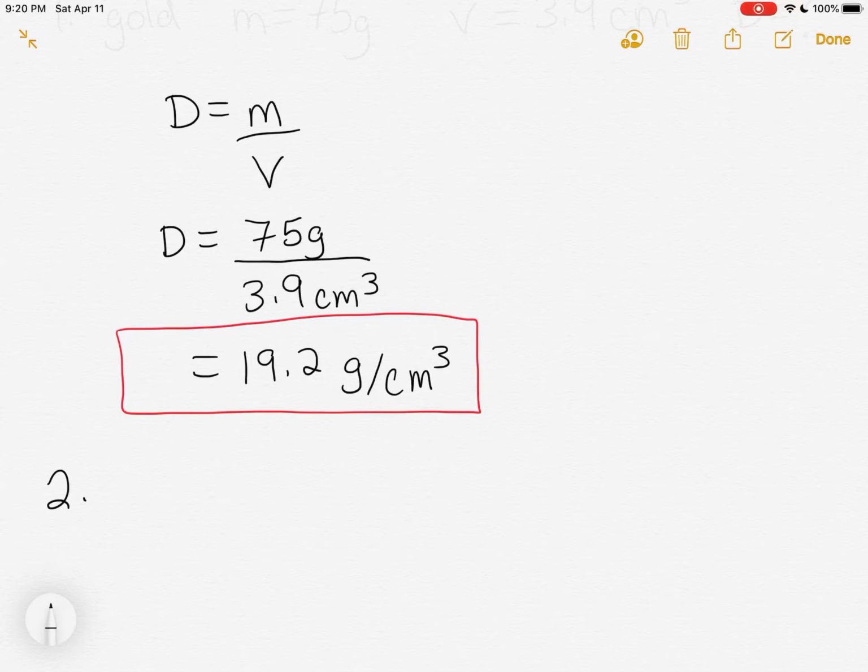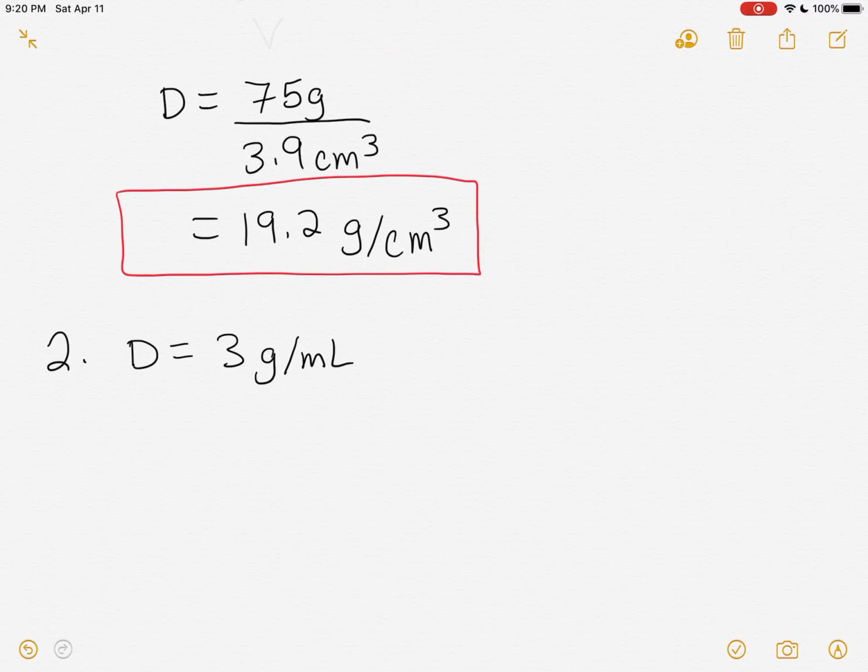Okay, our second practice question. We are going to have a look at a substance, and we've got the density of our substance. Our substance has a density of 3 grams per milliliter, and we've also got a volume of 100 milliliters. In this case, we are trying to find the mass of this substance.